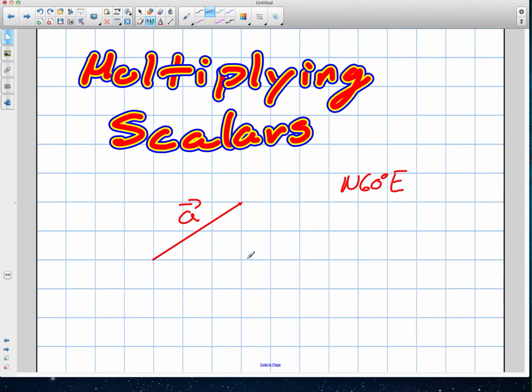And it's probably something like 3.5. We'll call it 4 in terms of magnitude. So we'll call it maybe 4 kilometers, something like that. It would be the magnitude of this vector.